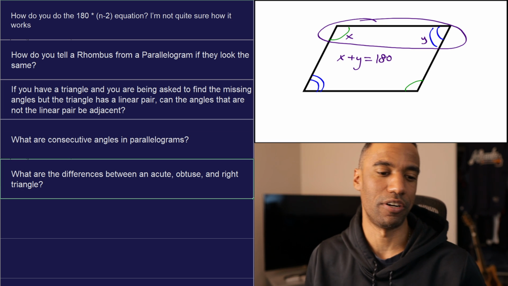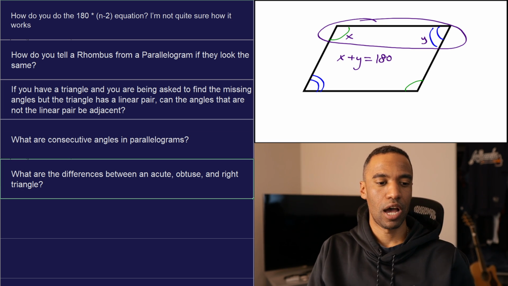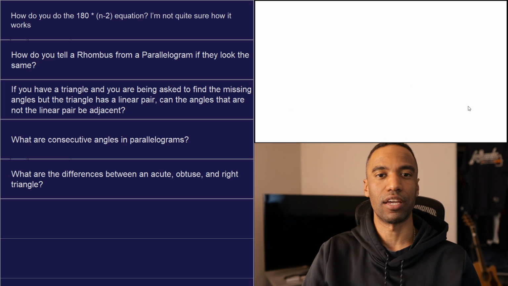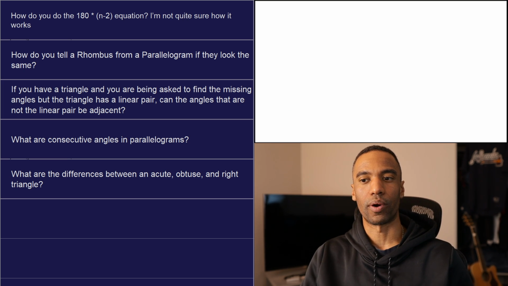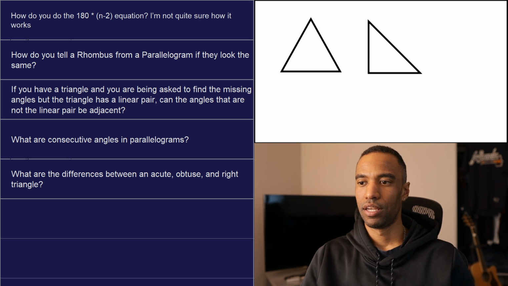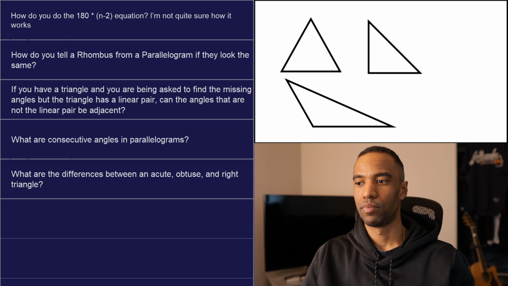All right, and the final question here is, what are the differences between an acute, obtuse, and right triangle? Well, the main thing is the largest angle in the triangle. Here's an example of an acute triangle. Here's an example of a right triangle. Here's an example of an obtuse triangle.